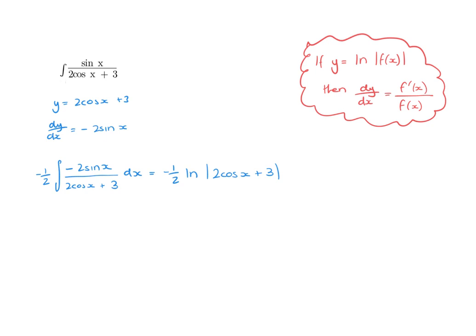So our check could be, if y was equal to negative a half ln of 2 cos x plus 3, then dy by dx would be equal to negative a half multiplied by negative 2 sine x all over 2 cos x plus 3, which does simplify down to sine x all over 2 cos x plus 3, which was what our question was. So we can always use differentiation to help us with our integration.